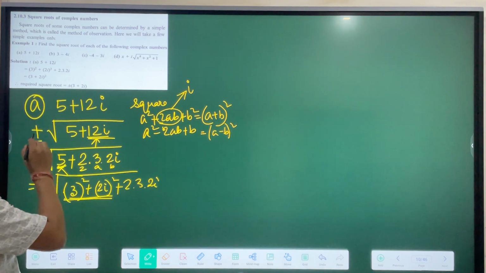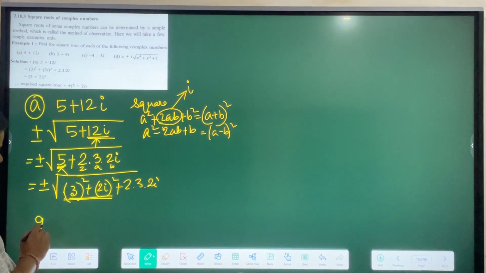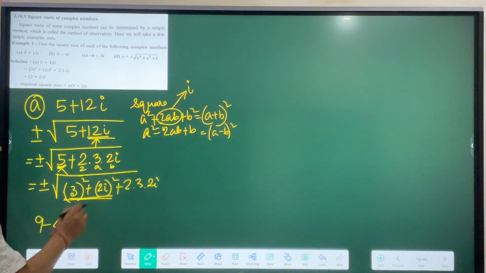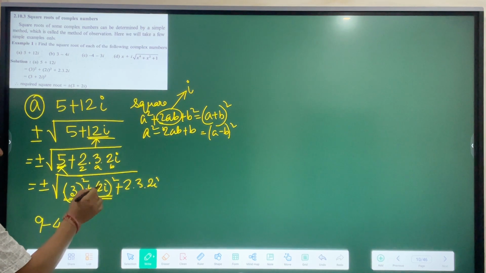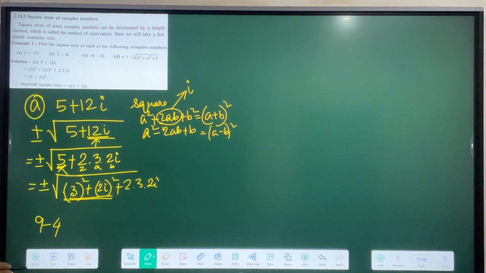3 square is 9. 2i square: 2 square is 4, i square is minus 1, minus 1 into 4, minus 4. So 9 minus 4 is 5. That means what we have written is correct. I hope you understand.